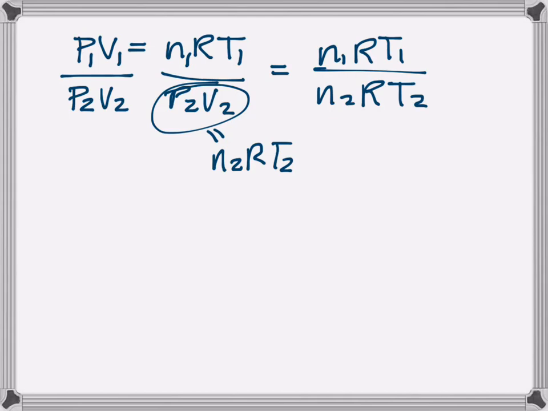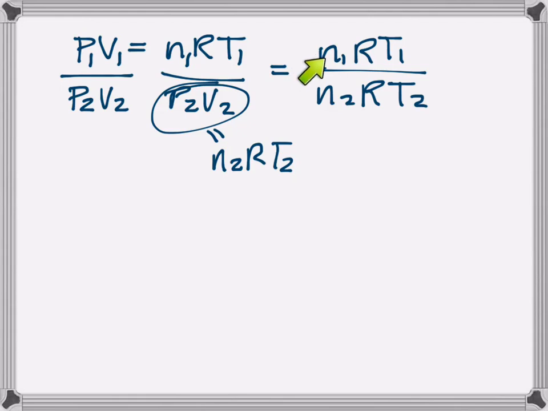Is everybody okay with that? I took the ideal gas law at one set of conditions and divided it by the ideal gas law under another set of conditions. Now, what if we just had pressure and volume changing and the number of moles of gas stayed the same and the temperature stayed the same?